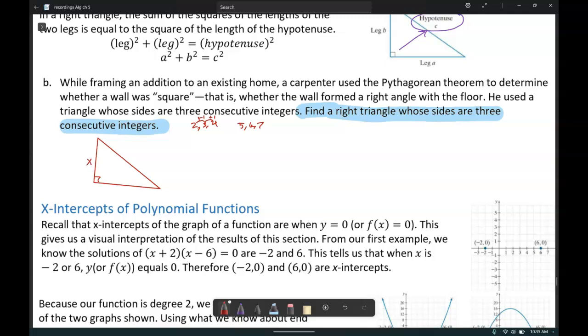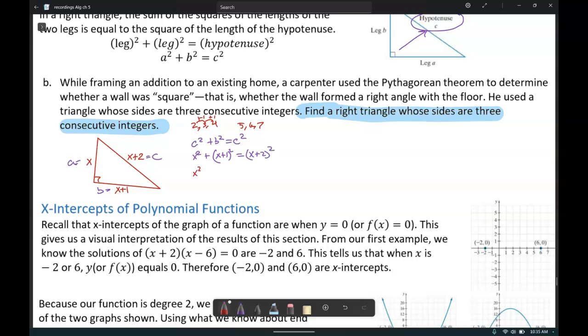If I don't know how long my first side is, but I know the second side needs to be consecutive, I can add 1. And if the third side needs to be consecutive, I can add 1 to the second side, which gives us a total of x plus 2. So now we have our three sides. We can use our Pythagorean theorem. Which one's A and which one's B doesn't really matter, as long as our hypotenuse is C. x squared plus (x plus 1) squared equals (x plus 2) squared.